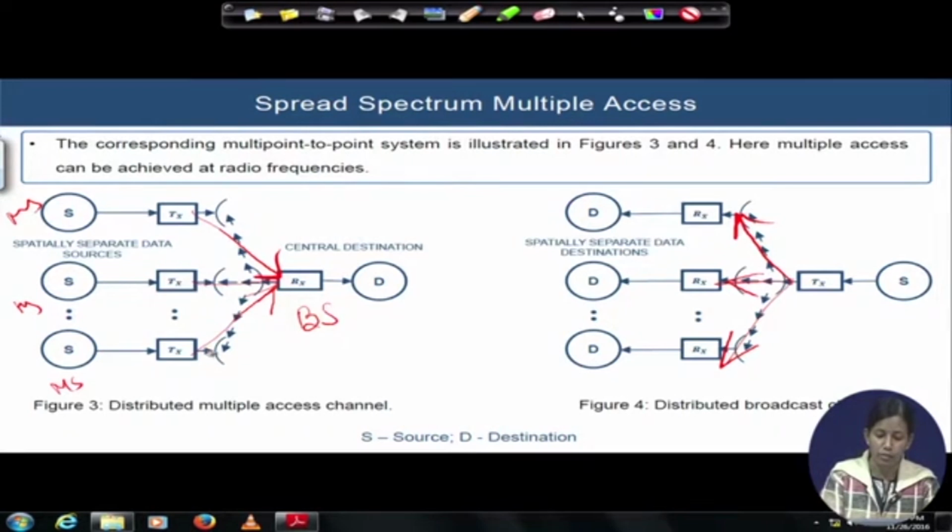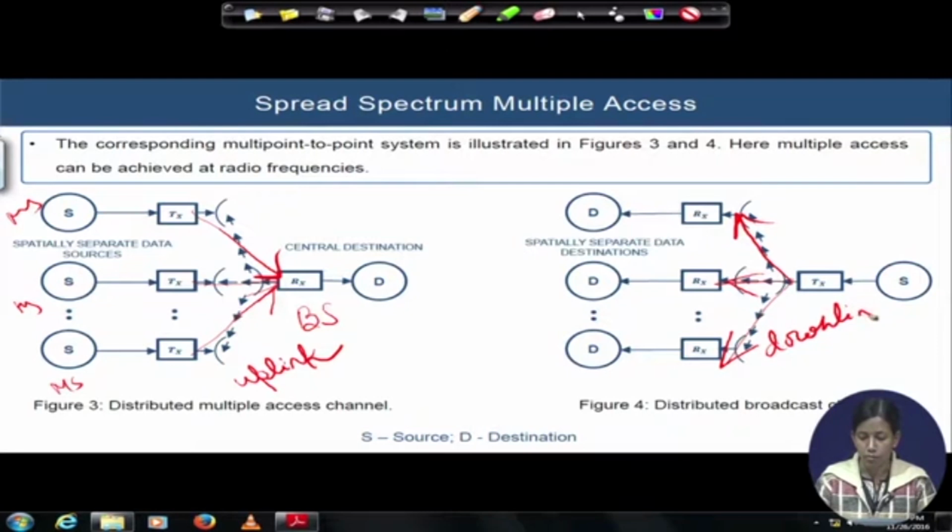A channel like this, when mobile station to base station communication is going on, we will call an uplink channel, as we have discussed earlier also. And this is the downlink channel when the transmission goes from the base station to the mobile stations. So multiple access here is also received. The channel is basically the distributed multiple access, we call it. That's why the mechanism is.